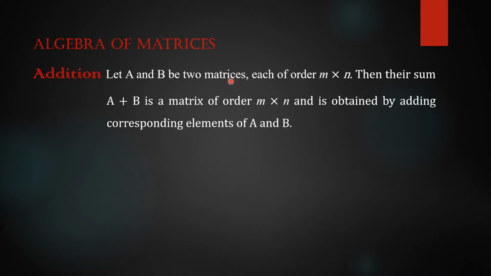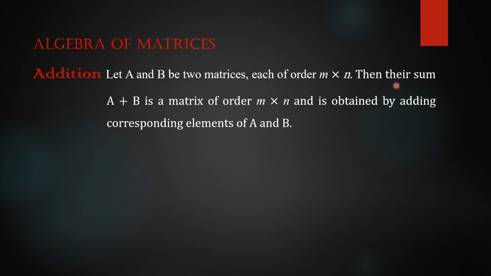So always keep in mind, whenever you want to add two matrices, the two matrices must be of the same order. That means if the first matrix A is of order 2 by 3, then B must also be of order 2 by 3, then you can add. If one of the matrices is, say, 2 by 3 and another is, say, 3 by 3, you cannot add these two matrices. Their order must be the same. This is the basic condition to add two matrices.